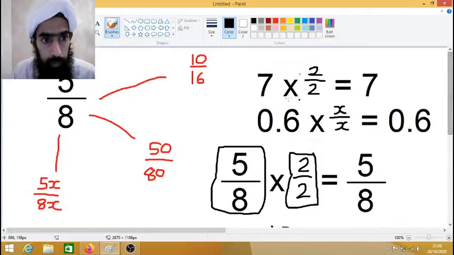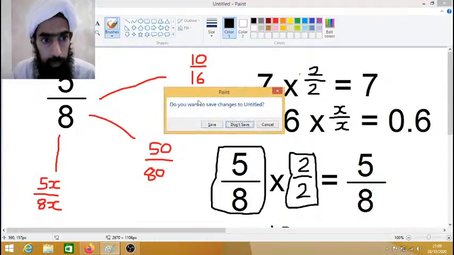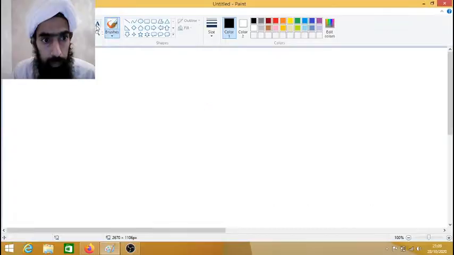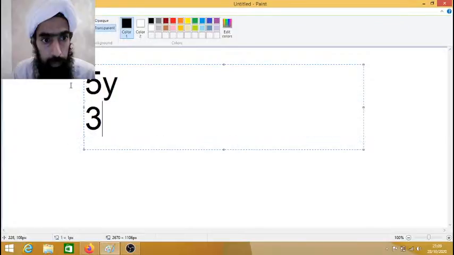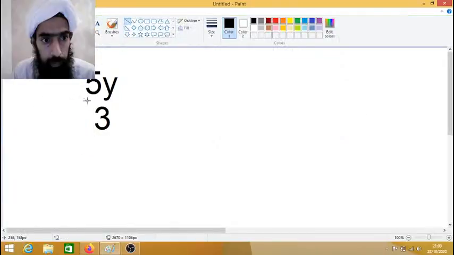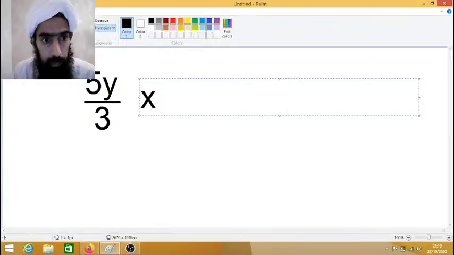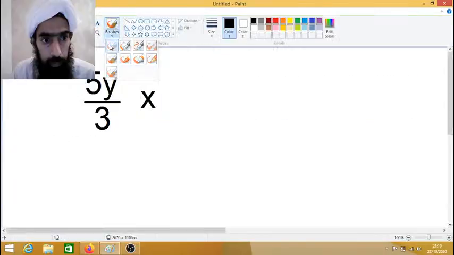So how does that help you with algebraic fractions? It means that you can have any fraction, and as long as you're timesing it by 1, then it doesn't really matter. So you could have, let's say, 5y over 3. And it's a fraction, it's a number. It's just that I don't know what the y is, but it's still a number. So if I times that by 1, it will stay as 5y over 3. If I times it by 1 written as 2 over 2, then it will still be 5y over 3. It will still be the same fraction.